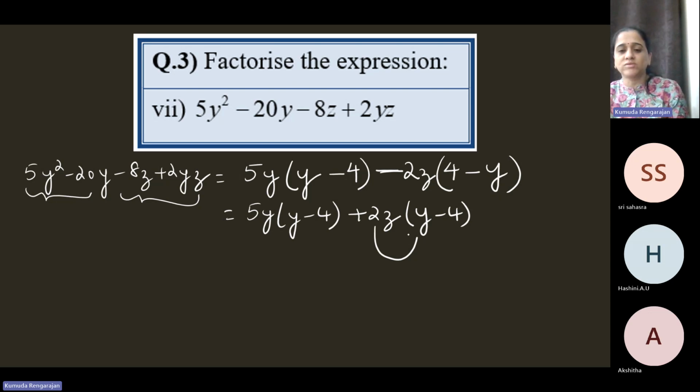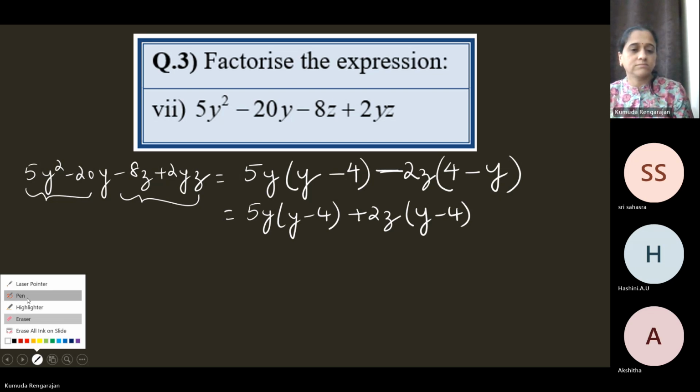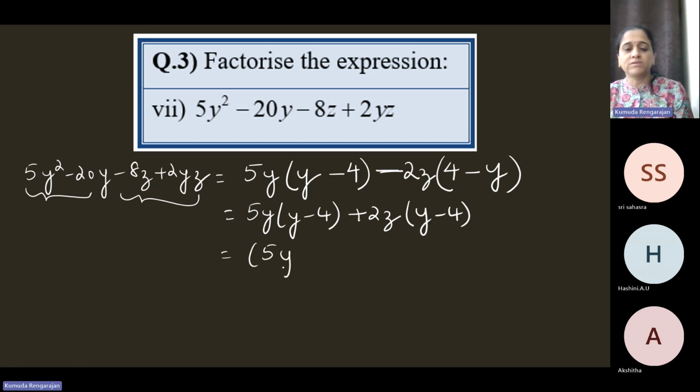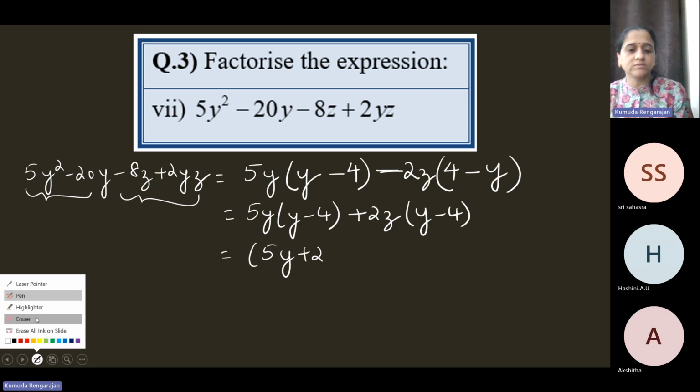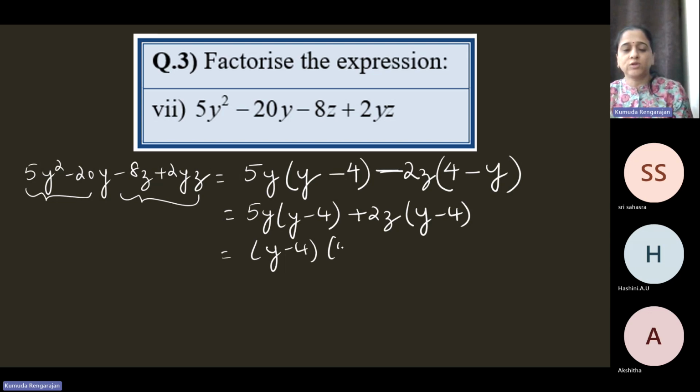2z into y, plus 2zy. Yeah, that's what we have here. And when you multiply these two, minus 8z. That's what we have here. So now, y minus 4 into 5y plus 2z.